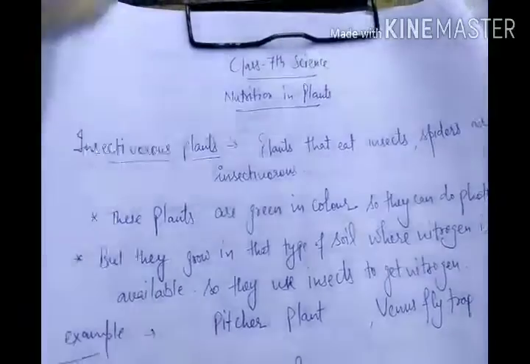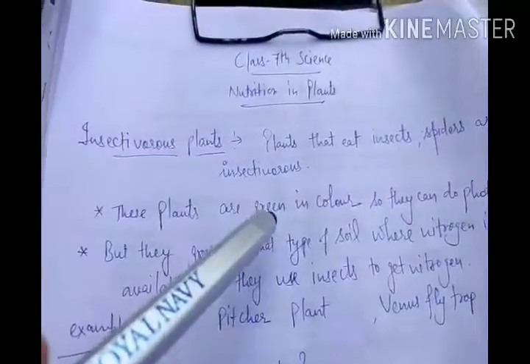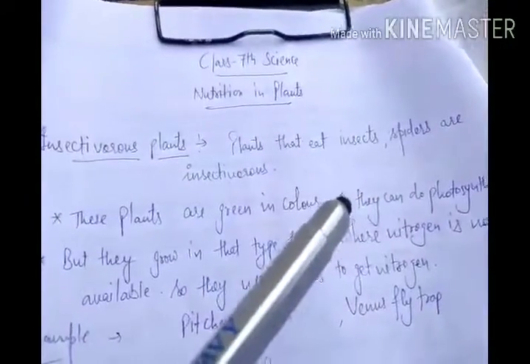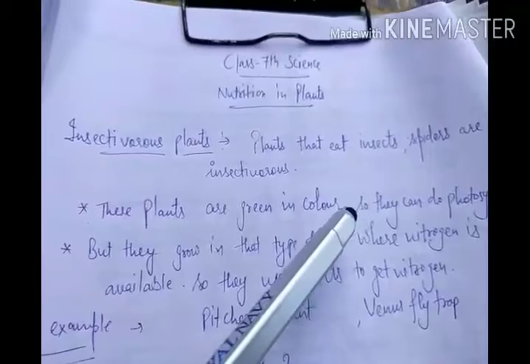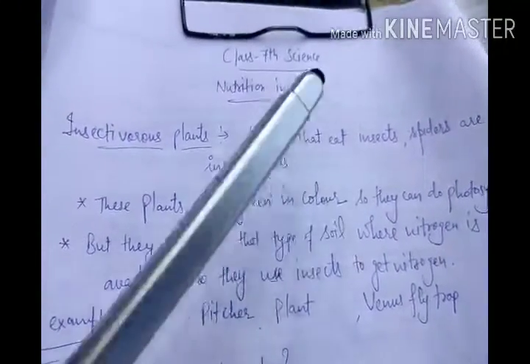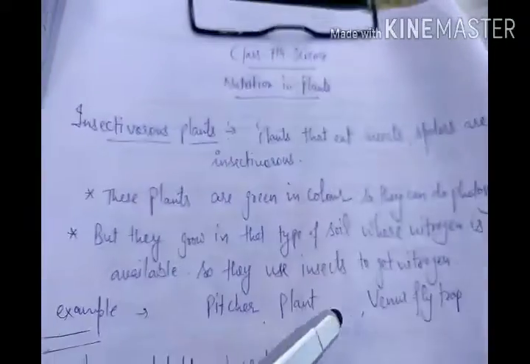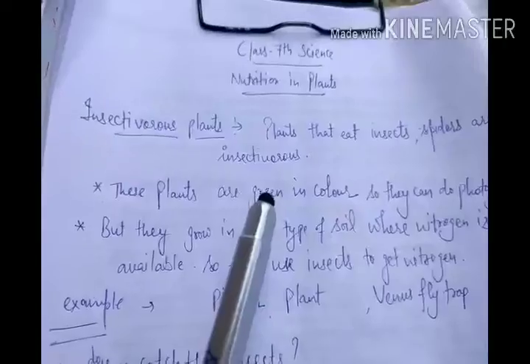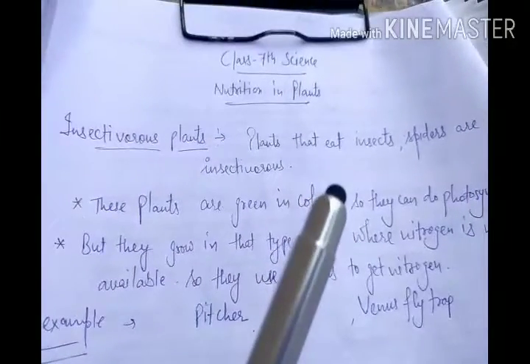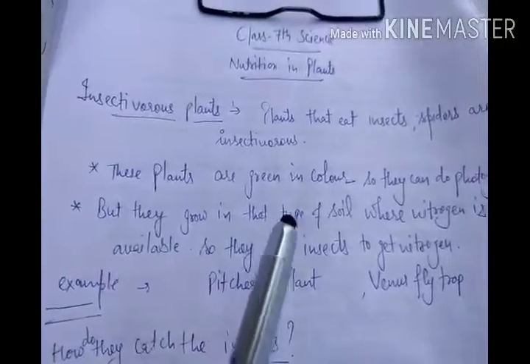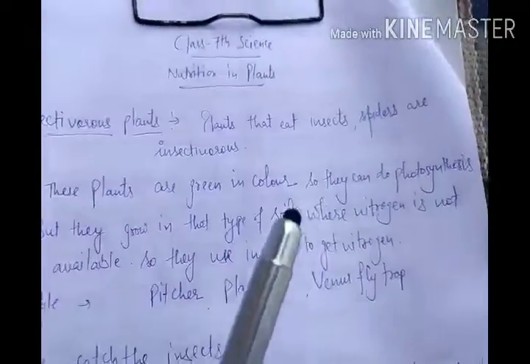But what is the need? These plants are green in color, that is already given, so they can also do the photosynthesis process. But then why is there a need to use insects as their food? If they already have the photosynthesis process, they can use that. So why are they making food with the help of insects also? The answer is they are green in color, by that they can use their photosynthesis process, but they grow in that type of soil where nitrogen is not available.